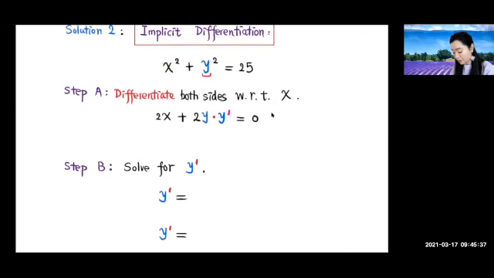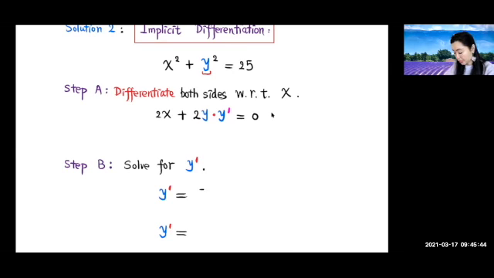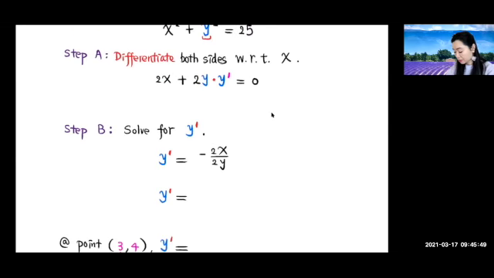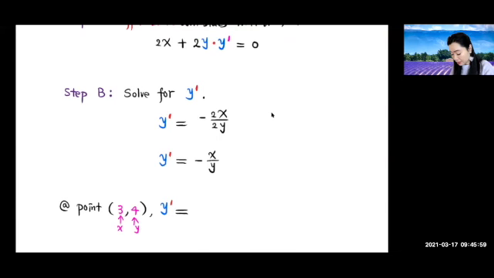Now we're going to solve for y prime. So solving for y prime here, y prime is going to equal negative 2x over 2y. And you reduce it, so it's negative x over y. I heard someone say negative x, so it's over here. It's negative x over y. Okay, so at this point, now we're trying to find y prime at this point on the curve.